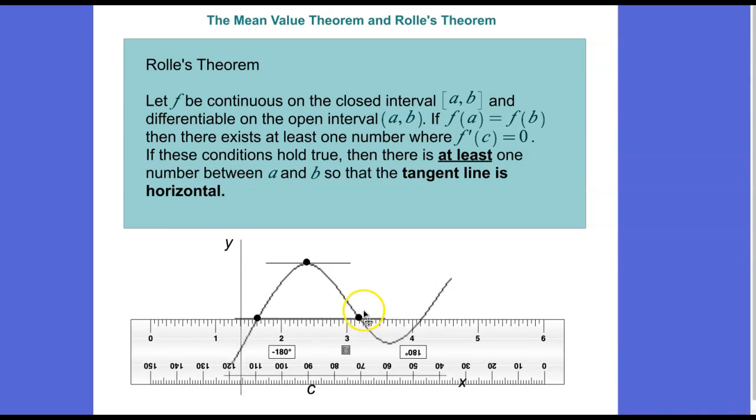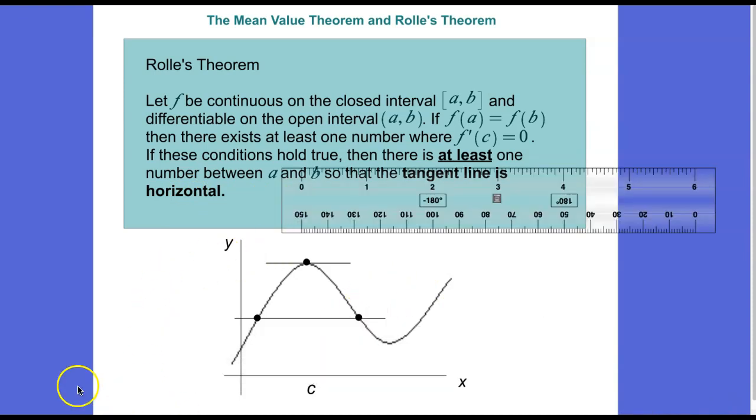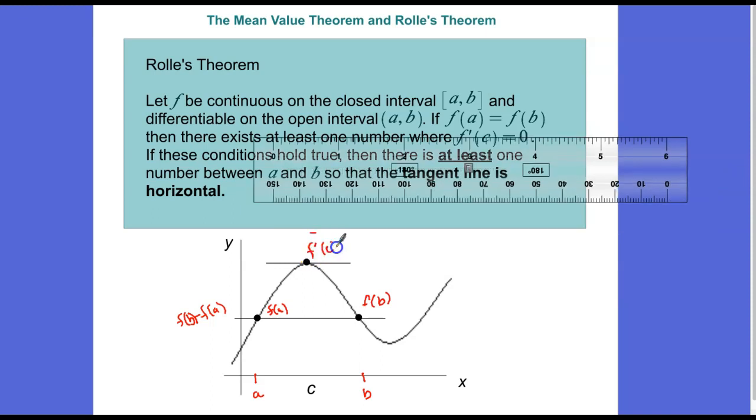Here, let me just say it this way. So here we have f of a corresponding to a. And over here, the y value, we have f of b. So what we're saying is that at c, we have f prime of c is going to be equal to 0. So again, a and b are going to be the endpoints of the interval.